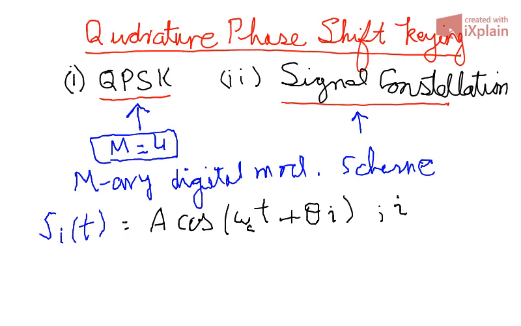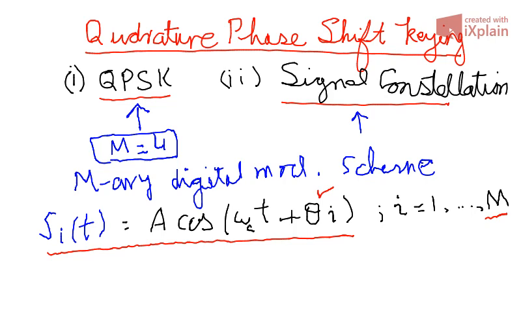And we said that i is from 1 to capital M. When we substitute M equals 4, then we have 4 unique signals, and these unique signals differ by their angles, theta_i.